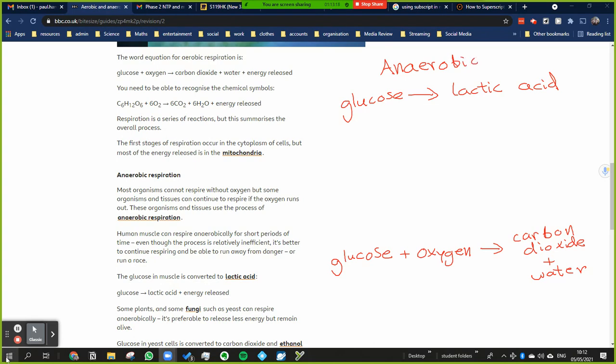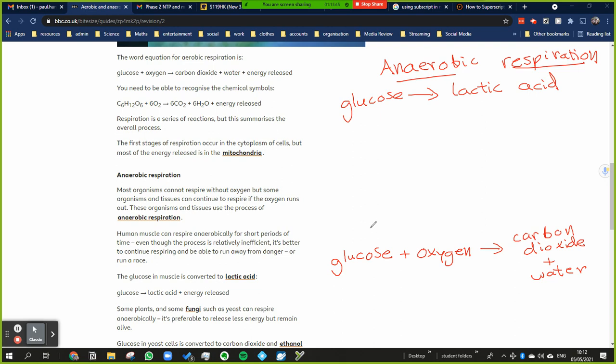Lactic acid is just another substance that is produced in respiration, just like carbon dioxide is a substance and water is a substance. Lactic acid is just another substance. So I was just in the middle of writing the title, anaerobic respiration. So this is without oxygen.